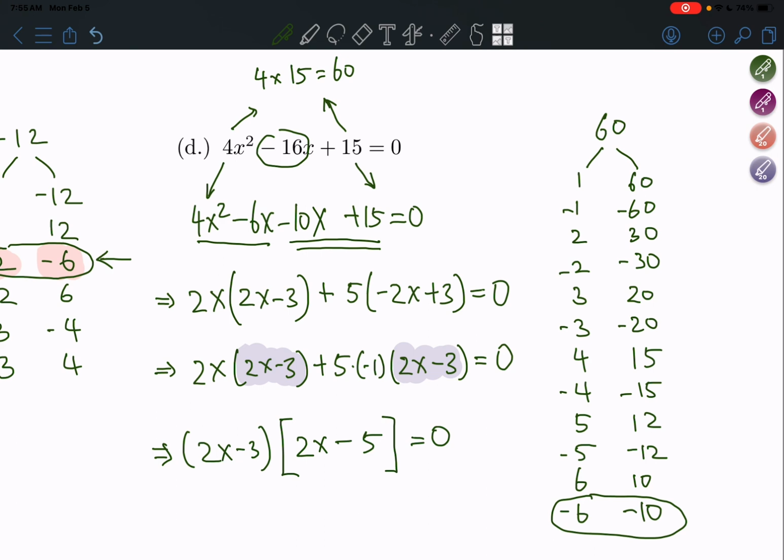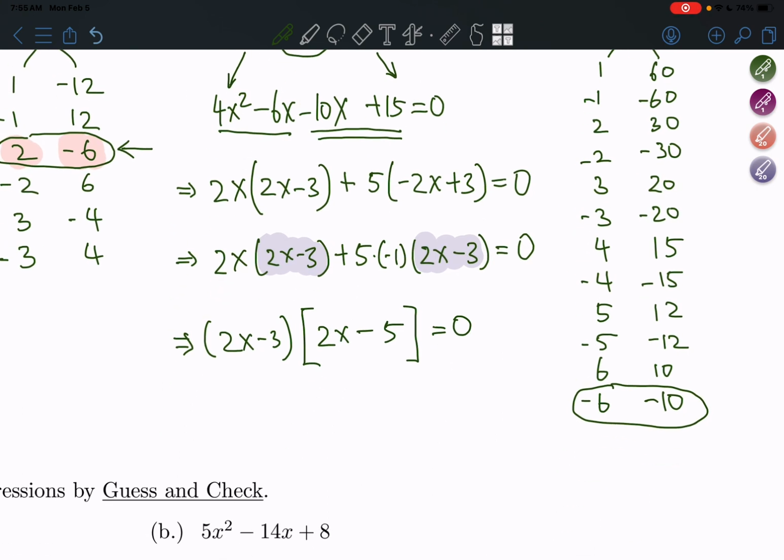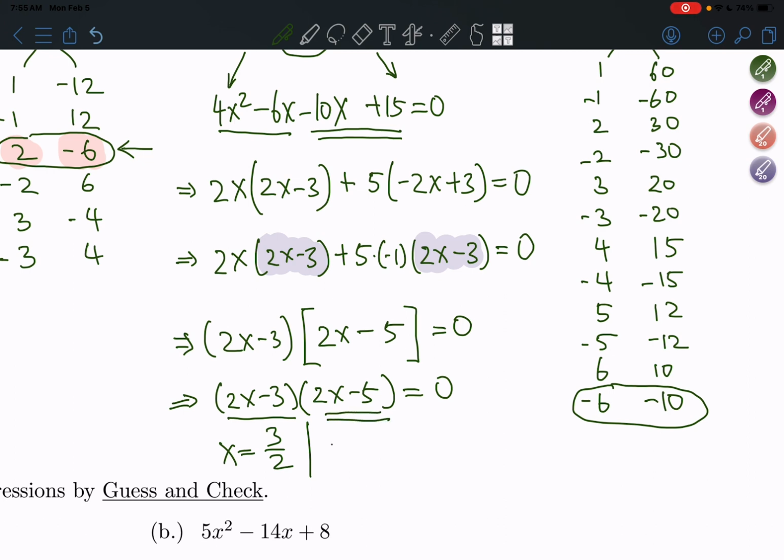Okay, and again, that's the factor that I got finally, so let's go ahead and write that out. I mean, this is already written out, but let's go ahead and do that. So 2x minus 3 times 2x minus 5 equals 0. And again, the rest is easy to solve. So set that equal to 0, x equals 3 over 2. Set that equal to 0, x equals 5 over 2. Okay? Again, the final solution part is really not the most important here. It's the method of factoring.